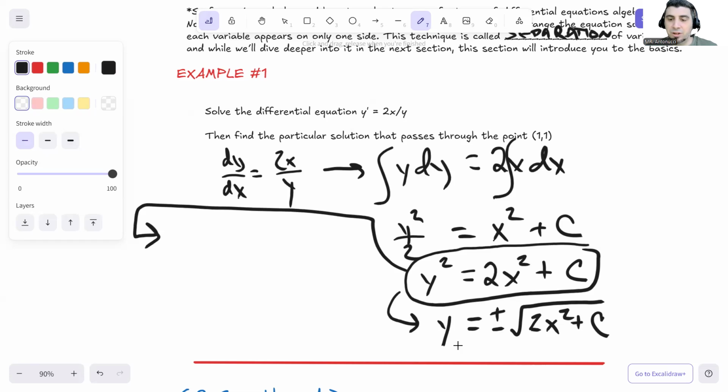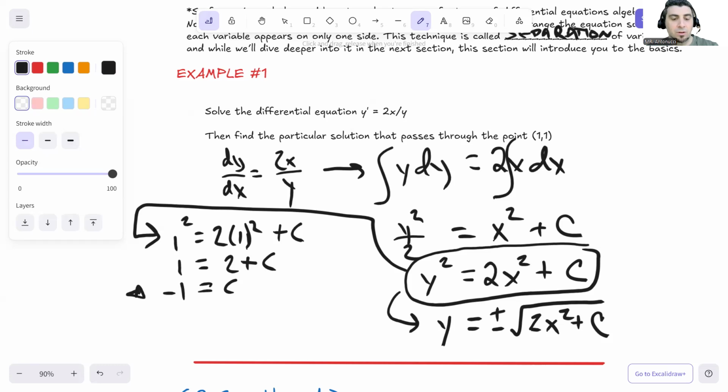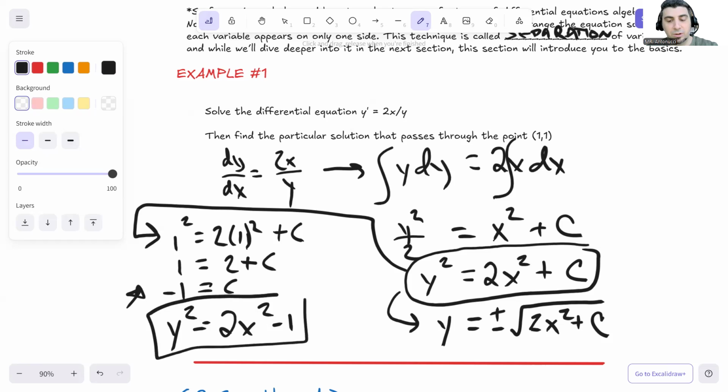But we're going to use the y squared version to find the particular solution that passes through the point (1, 1). So all we do is plug in the point (1, 1) and solve for c. So 1 equals 2 plus c. So c equals -1. Now, we don't want to stop there. That's not the final answer. We want the value of c plugged in to get the particular solution. So y squared equals 2x squared minus 1. And that would be our particular solution.